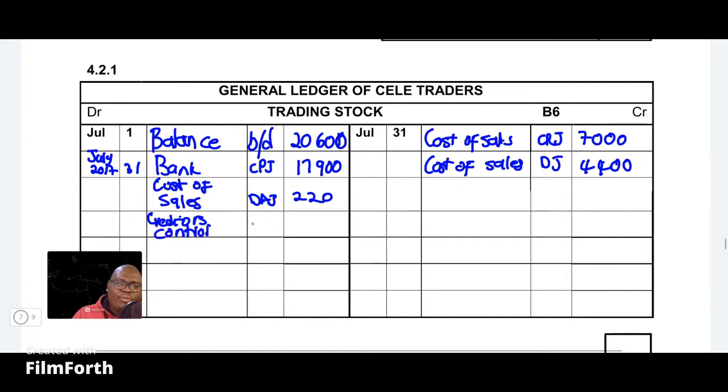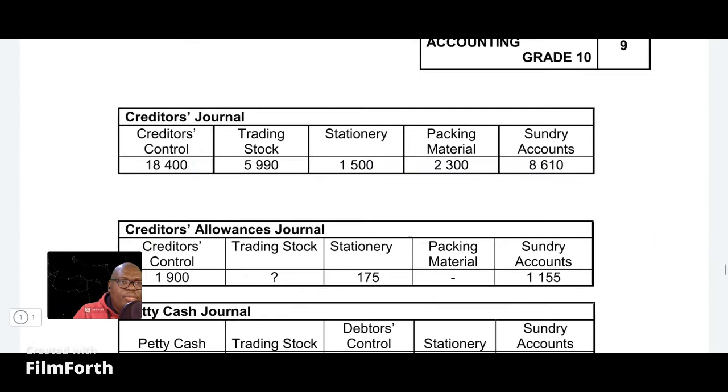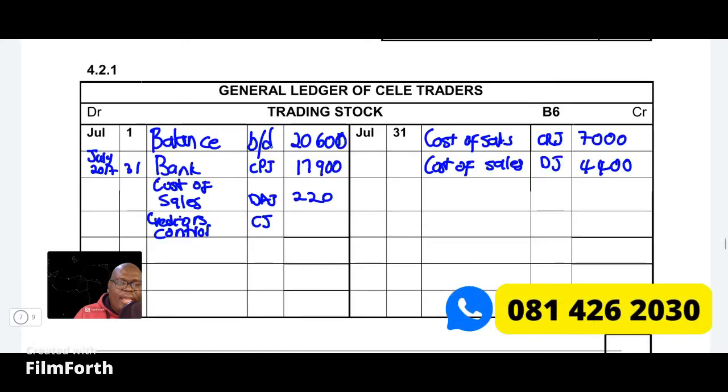And then we would have creditors journal here, and you check the amount. What was the amount that we were given? The amount here is 5,990. So we're going to have 5,990 here, and then let's check what else we are given that we must use.